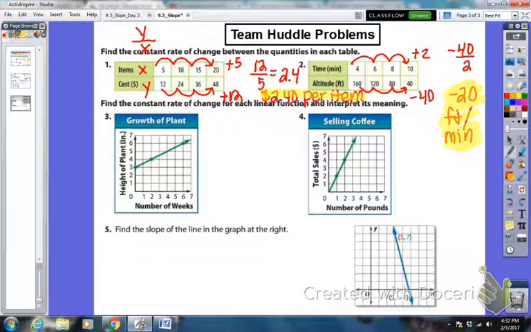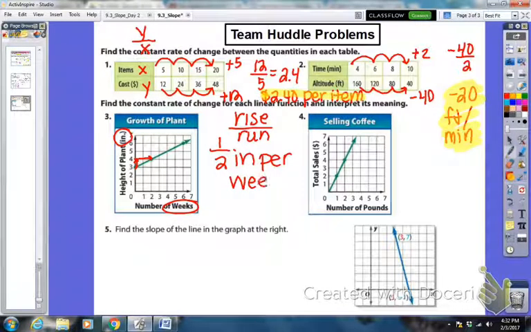On the graphs, we can use rise and run, but we have to be careful, because sometimes these graphs change the scale. These are both counting by ones, but I know on the homework, some are counting by 5, some are counting by halves or 100. So we can rise 1 and run 2, which makes it 1/2, because I'm doing rise over run. My rise units were in inches, and my run was in weeks, so it's 1/2 inch per week.